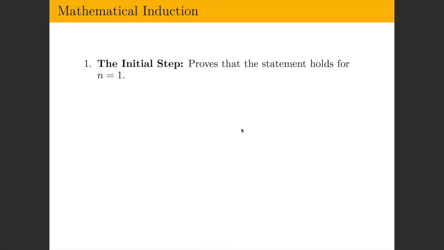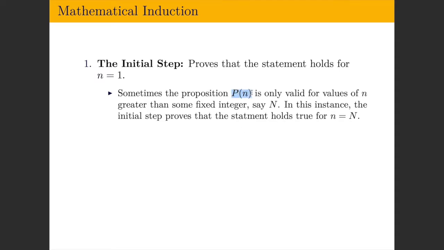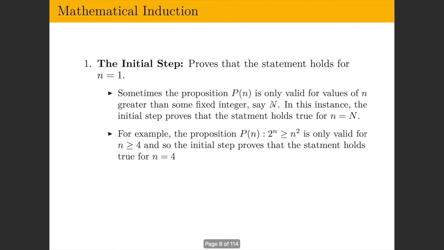Now, I've been a bit sneaky here. Sometimes the proposition P of n isn't valid for all natural numbers. Sometimes the proposition is only valid for values of n greater than some fixed value, and I'll show you what I mean by that in an example. So for example, consider the proposition 2 to the power of n is greater than or equal to n squared. This proposition is only valid for n greater than or equal to 4.